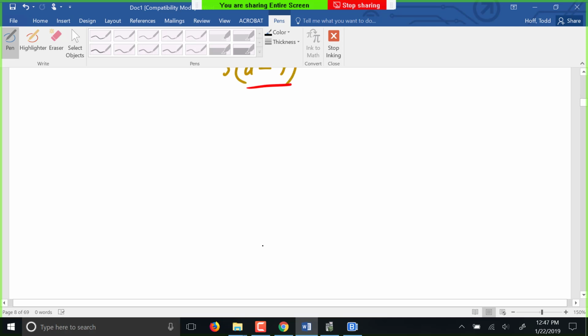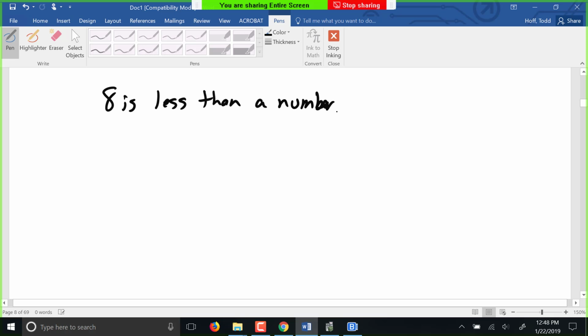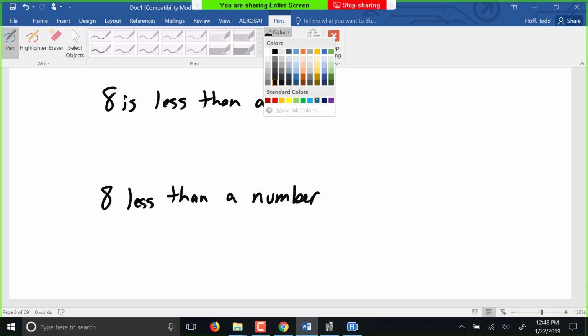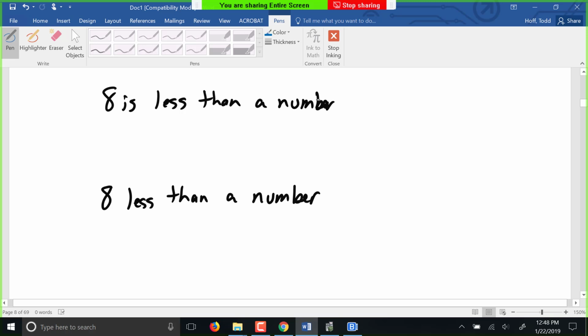Another one that's pretty tricky to distinguish between is this one. Eight is less than a number. Eight less than a number. Let's start with the first one. Anybody tell me what that would look like in symbols?